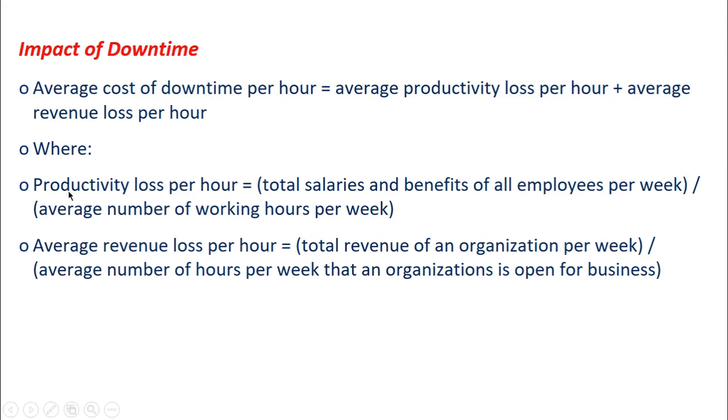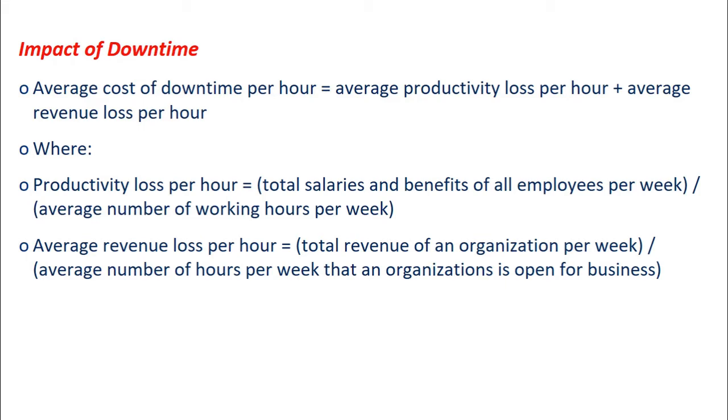So this gives us the productivity loss per hour. That is the quotient of total salaries and benefits of all employees per week divided by average number of working hours per week. Similarly, average revenue loss per hour is given as the quotient of total revenue of an organization per week divided by average number of hours per week that an organization is open for business.